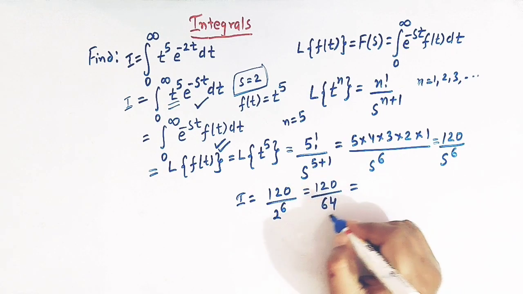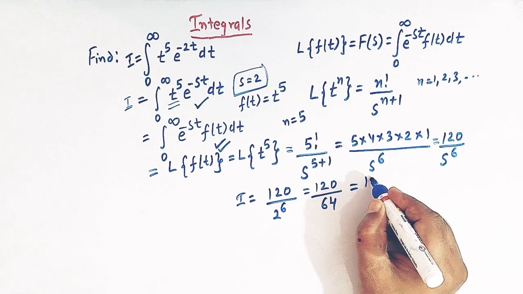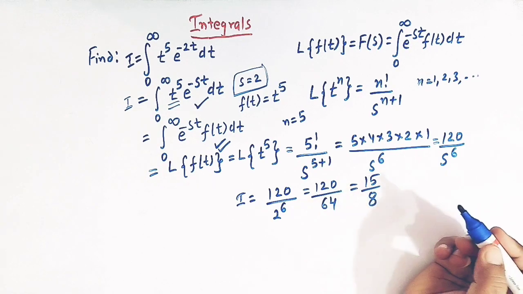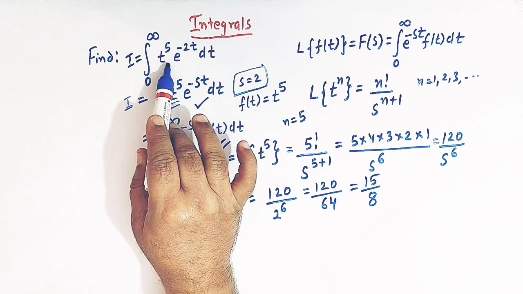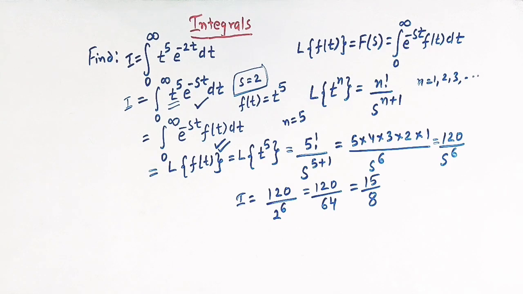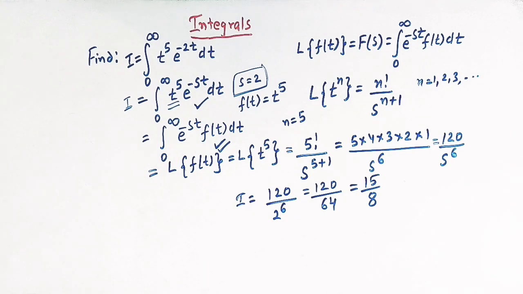So writing this fraction in the simplest form, we have 8 15s are 120, and 8 8s are 64. So the value of this integral is equal to 15 divided by 8. So viewers, this is how by the application of Laplace transforms, we can solve these kinds of integrals in an easy way.